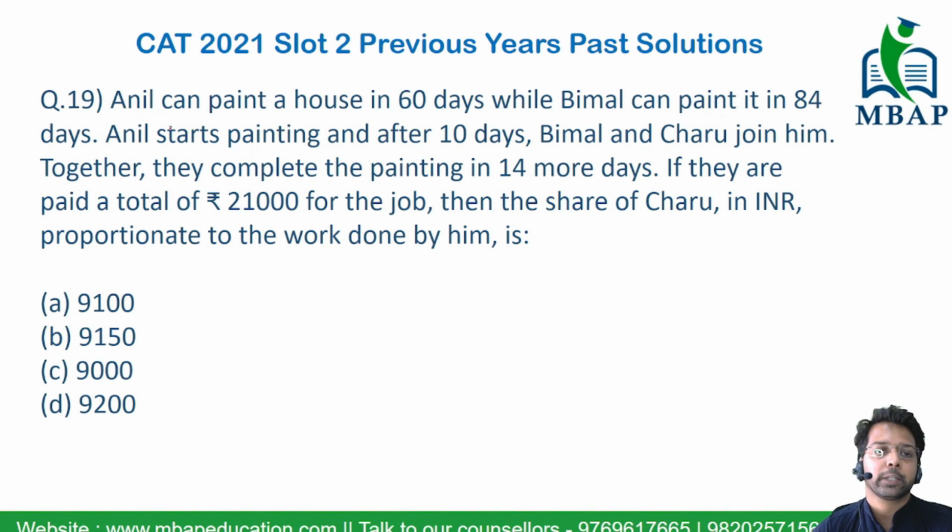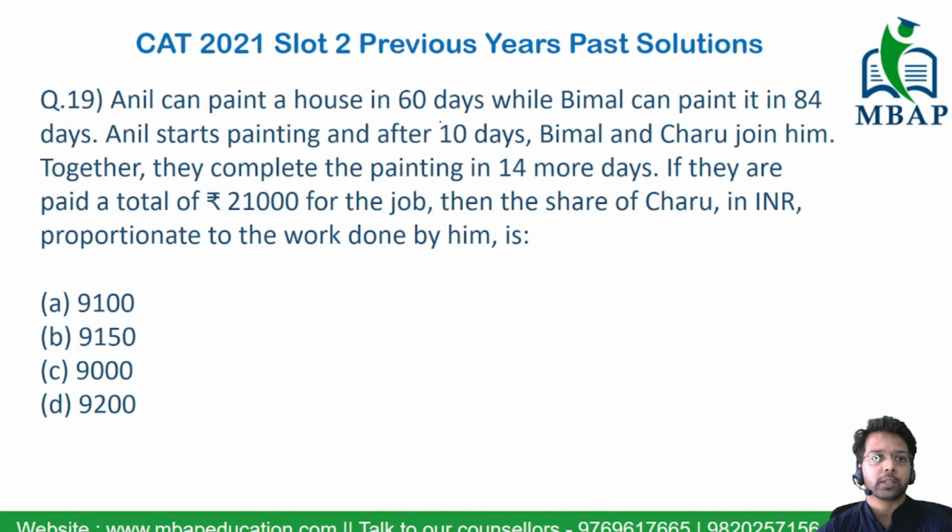Cool. So let's see the next question, which came on the topic of time and work. The question says, Anil can paint a house in 60 days, while Bimal can paint a house in 84 days. Anil starts painting, and after 10 days, Bimal and Chadu also join him.